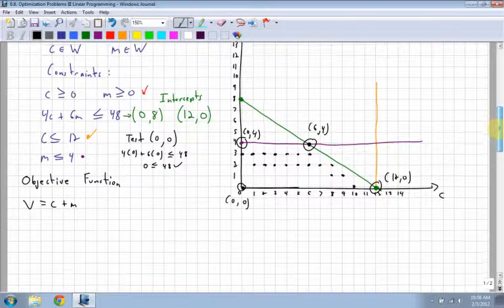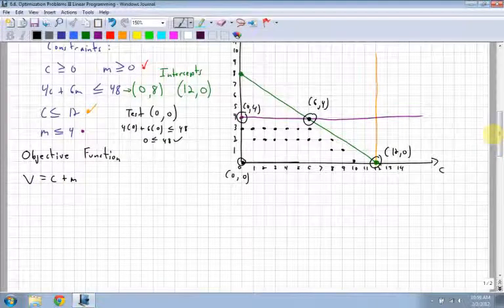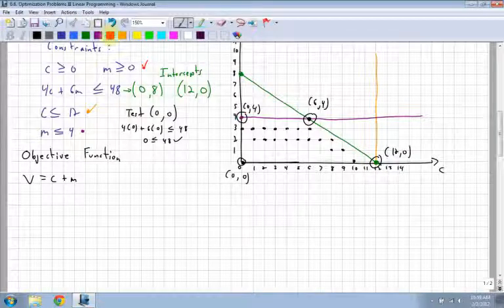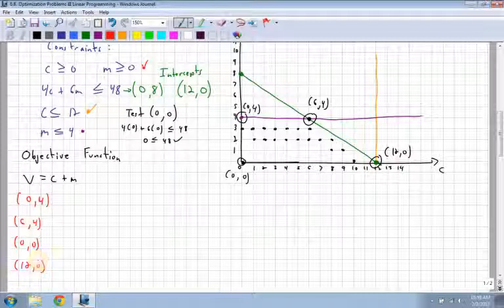Next thing I have to do is check them in my objective function. My objective function this time is v equals c plus m. These are nice questions because they give you all the constraints. You just have to graph the region, figure out where your boundary points are, and then plug them into your objective function. So I have 0, 4, 6, 4, 0, 0, and then finally 12, 0. I just have to check them to see which one's my max and which one's my min.